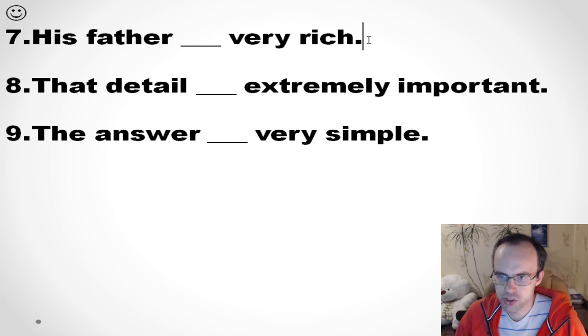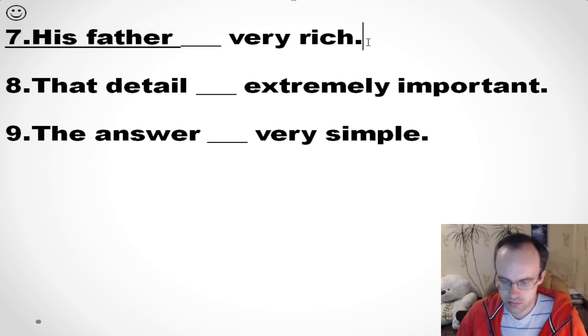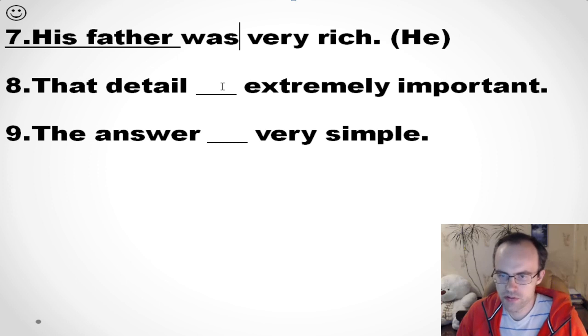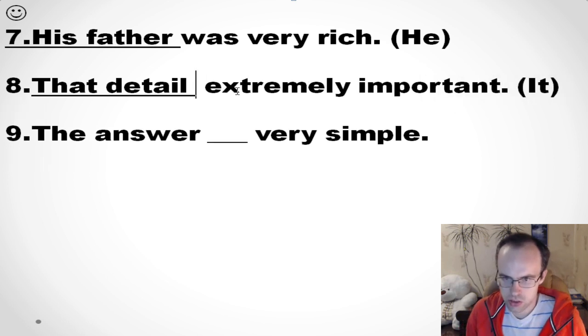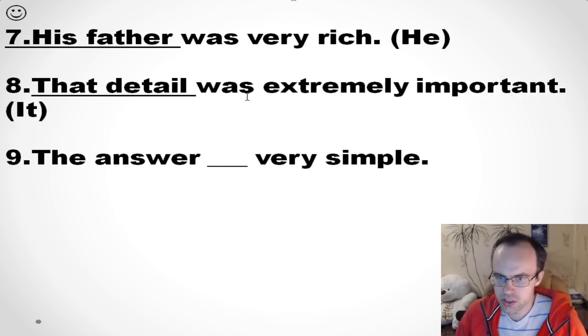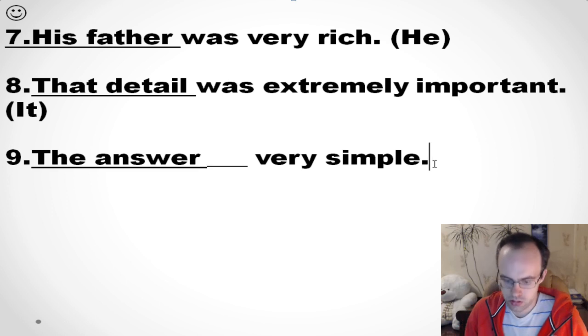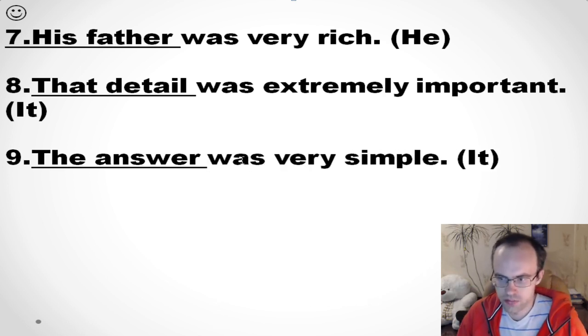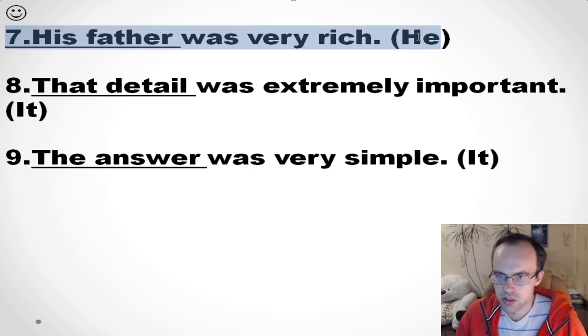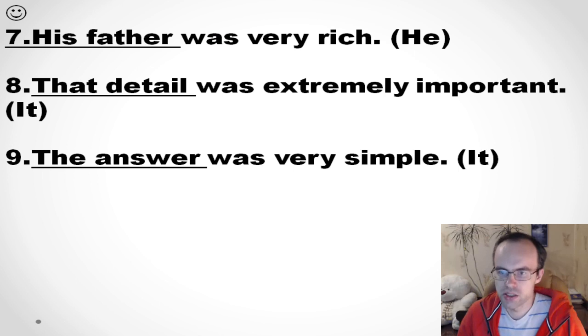His father, very rich. His father, he, she, it, was. His father was very rich. That detail, extremely important. Detail, it. He, she, it, was. That detail was extremely important. The answer, very simple. The answer, it, he, she, it, was. The answer was very simple.